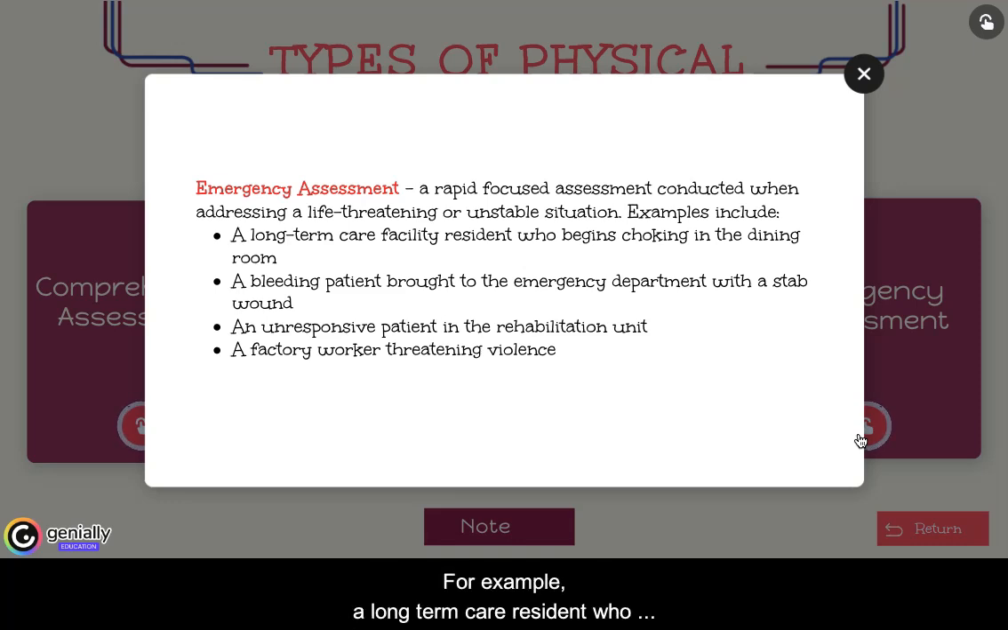For example, a long-term care resident who begins choking in the dining room. When this happens, you're not going to say, okay, let me do a head-to-toe assessment, check everything in them and start asking them questions. No, they're choking, so you need to take care of that first. So this is called an emergency assessment. A bleeding patient, or an unresponsive patient in the rehab unit, a factory worker threatening violence. So these are emergency situations, and then you need to do an emergency assessment.